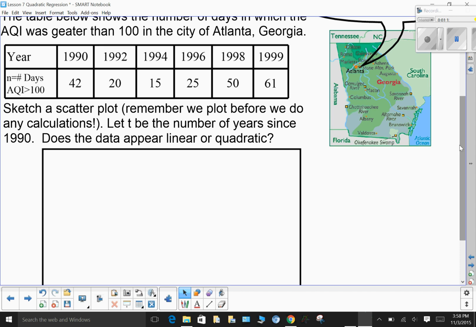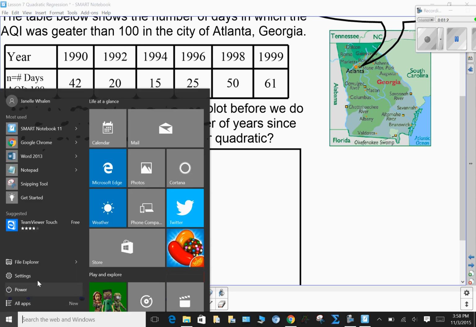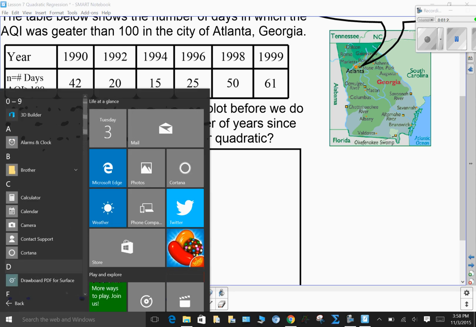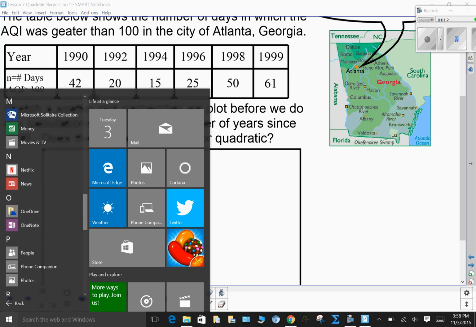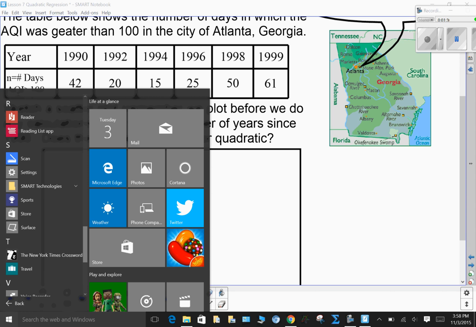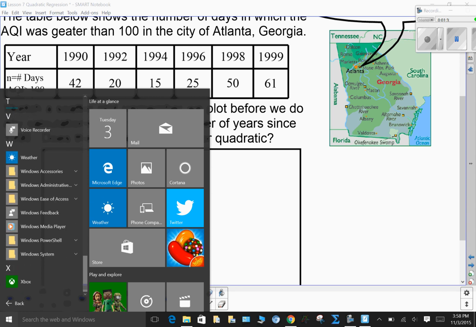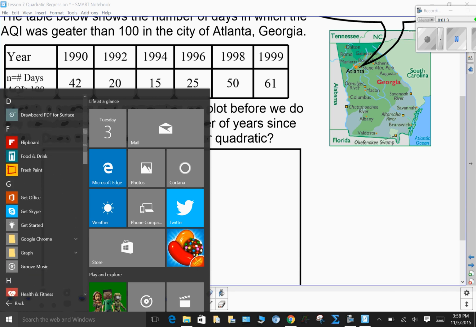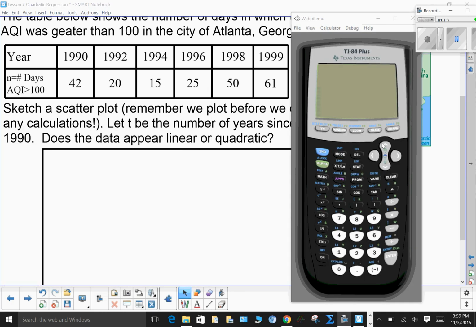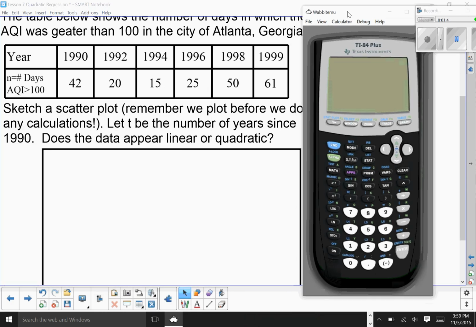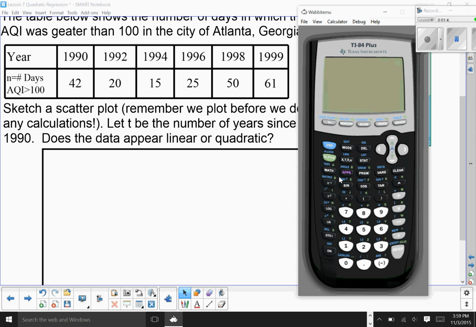Now, to create a scatter plot, remember that, hang on, I'm going to find my little calculator guy. Oops. Okay, hang on, I'm going to pause this. Okay, sorry about that. Here I am back. I had to find my calculator on my computer.